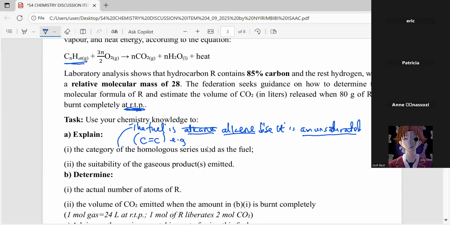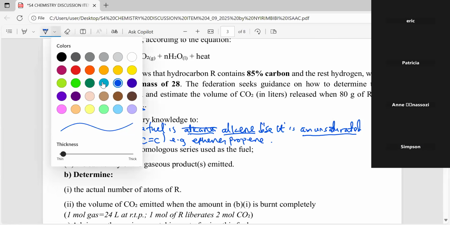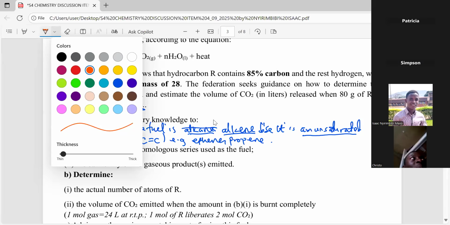With which example? An example is ethene. Any other? Propene. Okay, I think that is enough. Thank you. Can we clap hands for who was that? Patricia? Patricia. Okay, thank you very much.